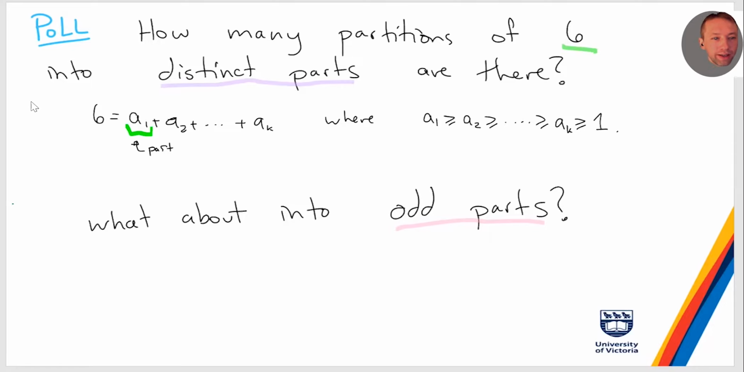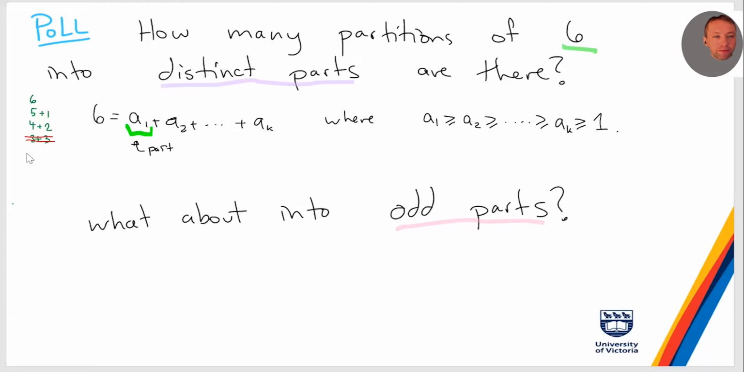If I want to write 6, I can write 6 as just 6. That's a partition into 1 part. I can write 6 as 5 plus 1. That's a partition into 2 parts. I can write it as 4 plus 2. Or I can write it as 3 plus 3. This one's no good for us because we're trying to use distinct parts. So 3 plus 3 doesn't count.